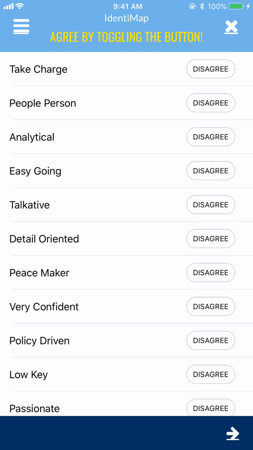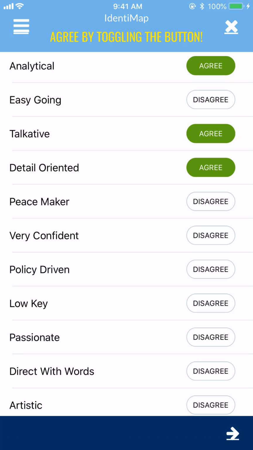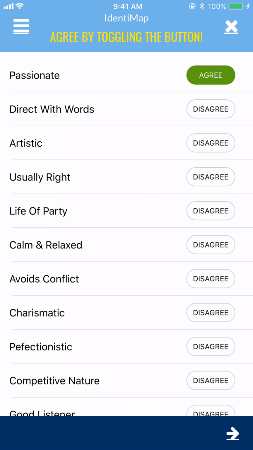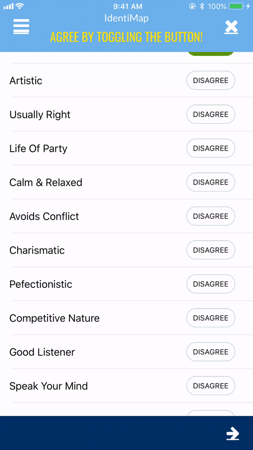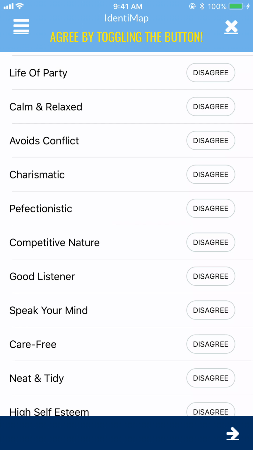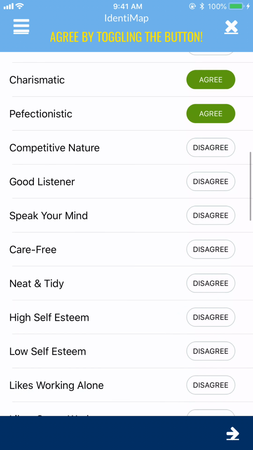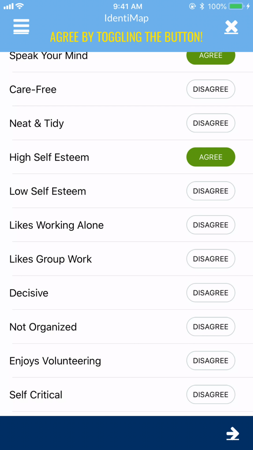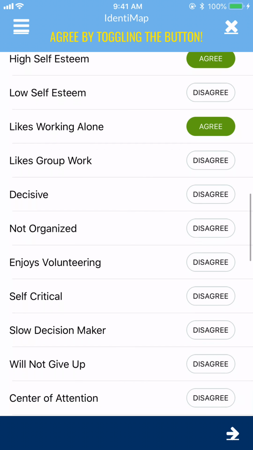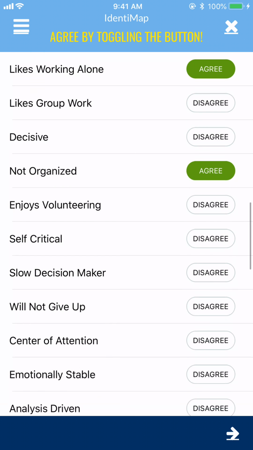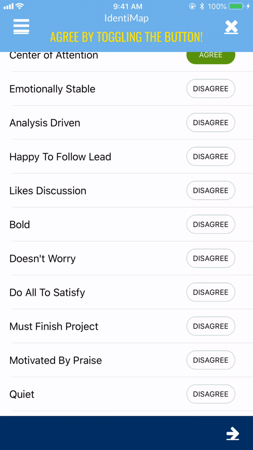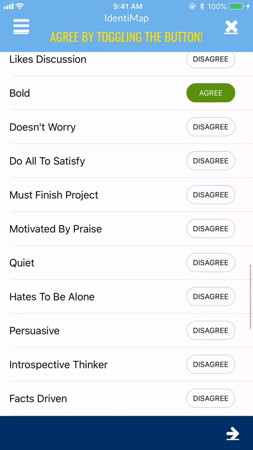I'm a take charge person, I'm analytical, I'm talkative, I'm detail oriented, I'm very confident, I'm passionate, I'm direct with words, I'm usually right, I'm charismatic, I'm a perfectionist, I speak my mind, I have a high self-esteem, I like working alone, I'm not organized. I will not give up. I like to be the center of attention. I'm bold.